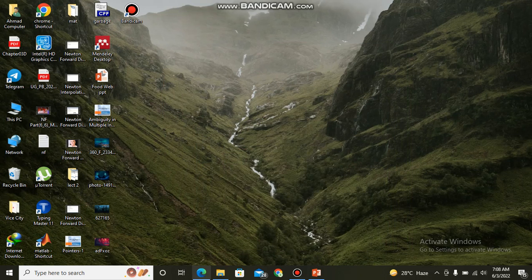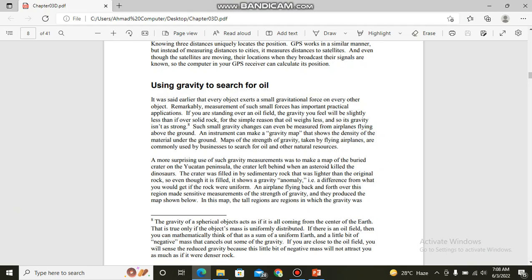Today my topic is how we use gravity to search for oil. It was said earlier that every object exerts a small gravitational force on every other object. Remarkably, measurement of such small forces has important practical applications.